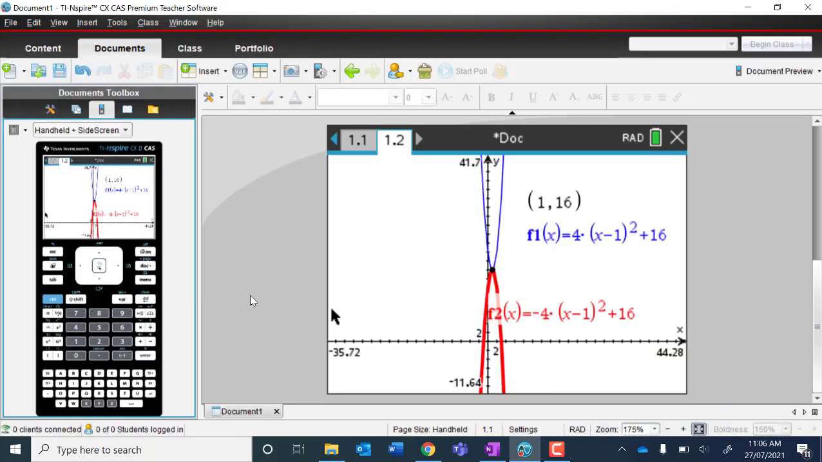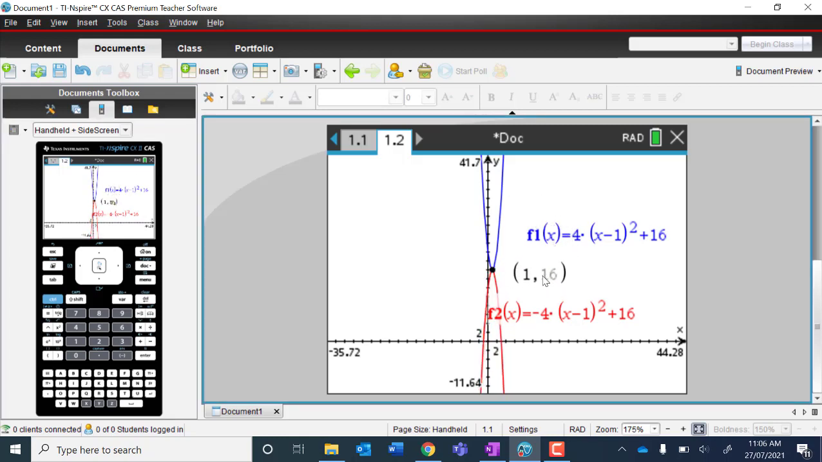Okay, so when I sketch that, you can see that all this negative does, providing everything else is the same, the values of h and k are the same, is an inversion of that. You can see there that this red graph is y = -4(x - 1)² + 16. Again, turning point at (1, 16). There it is there. Both share the same turning point, but of course it's inverted.